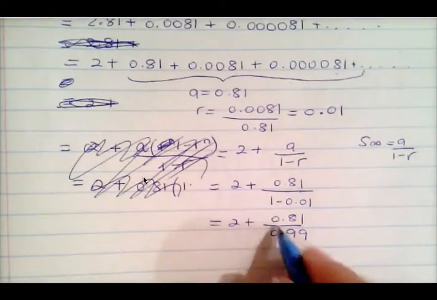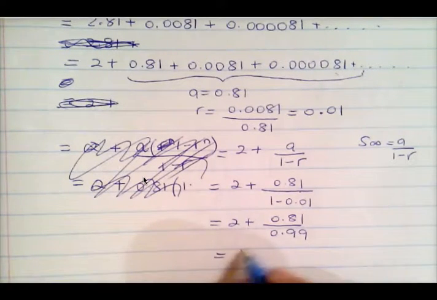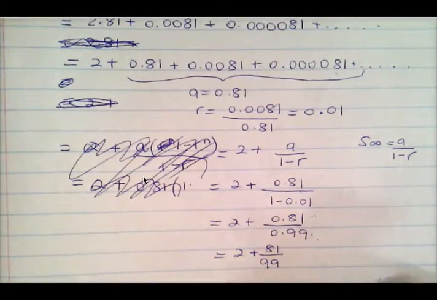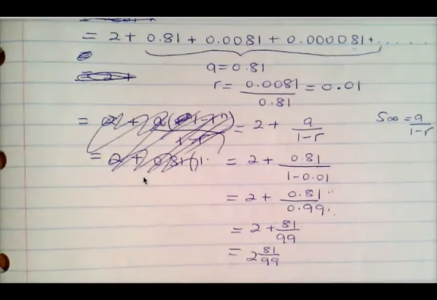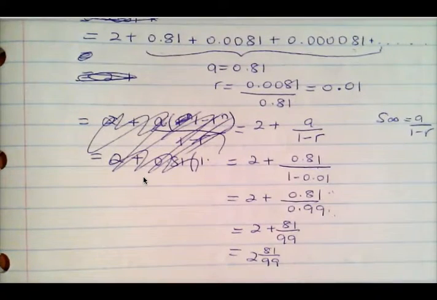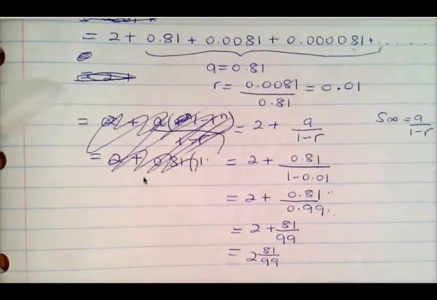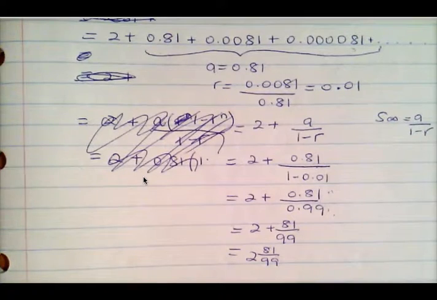Sorry, just running off the page there. So it's 2 plus 0.81 over 0.99, which is 2 plus 81 over 99, multiplying the numerator and the denominator both by 100, which is 2 and 81 over 99. Now, I know that you know how to do this from other methods that you learnt in year 11, but this is writing it as a fraction using geometric series. Sorry about the little errors with this sum to infinity, but remember, it's a recurring decimal and it goes on forever, so it is a sum to infinity.